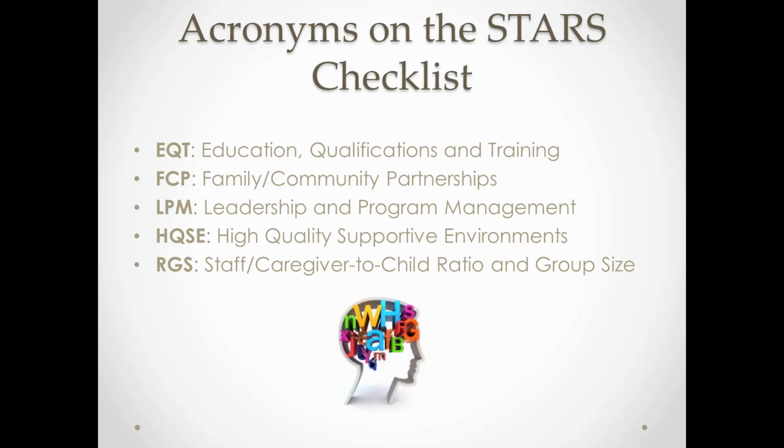You will notice acronyms on the STARS checklist next to each question. These acronyms are criteria for STARS. EQT stands for Education, Qualifications, and Training. FCP stands for Family Community Partnerships. LPN stands for Leadership and Program Management. HQSE stands for High Quality Supportive Environment. And RGS stands for Staff Caregiver to Child Ratio and Group Size. So each question that you come across on the STARS checklist will relate to one of these criteria.